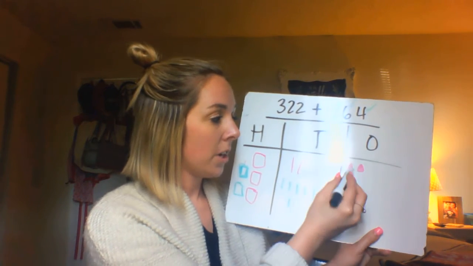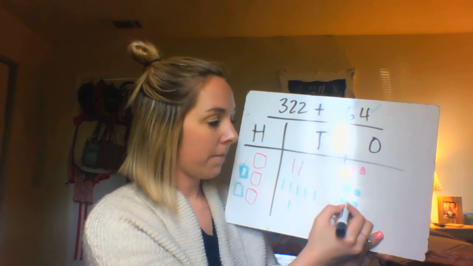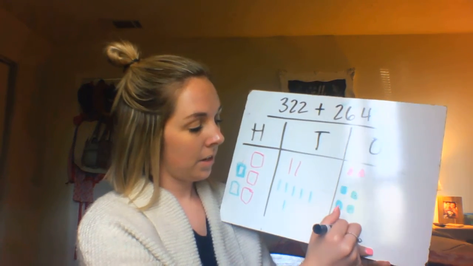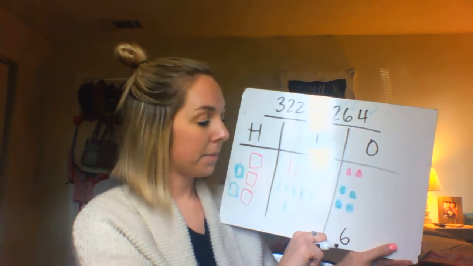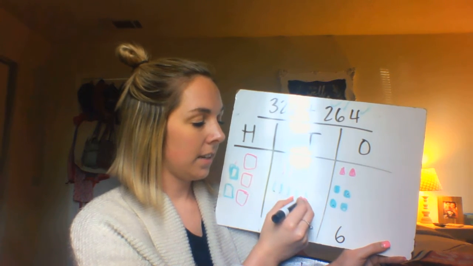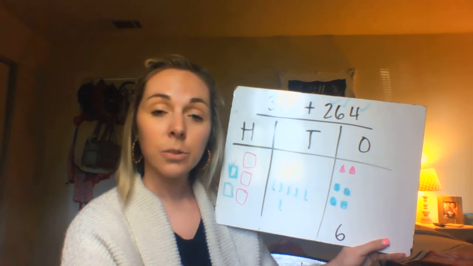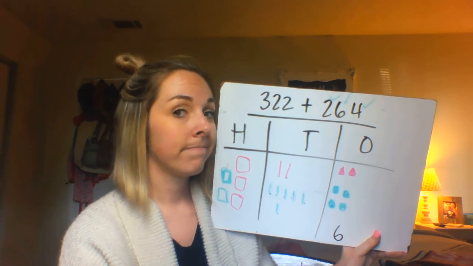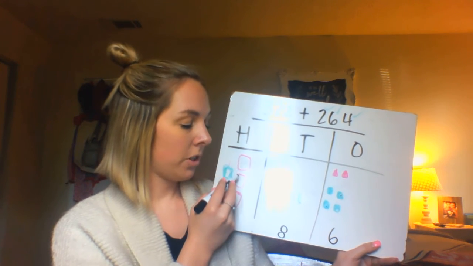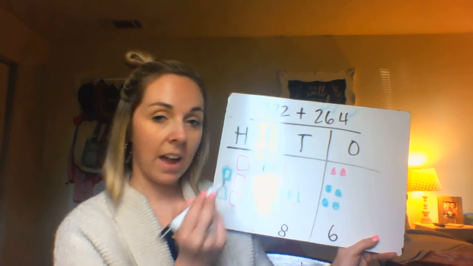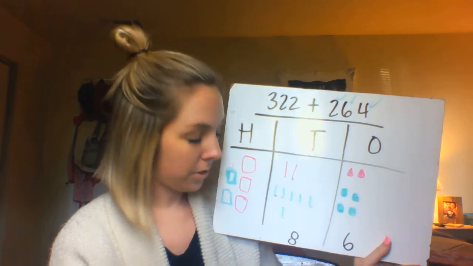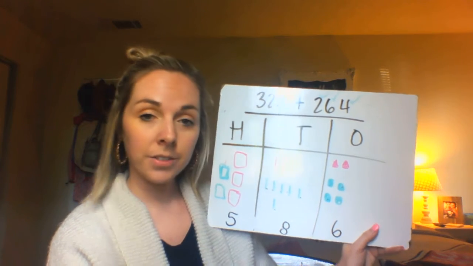So let's start with our ones. So 1, 2, 3, 4, 5, 6. Do I need to regroup? Nope. 6 ones, okay? Now I'm going to come to my 10s. 10, 20, 30, 40, 50, 60, 70, 80. Do I have enough to turn into 100? I do not. Okay? 100, 200, 300, 400, 500. Do I have enough to turn into 1,000 to regroup? I do not.